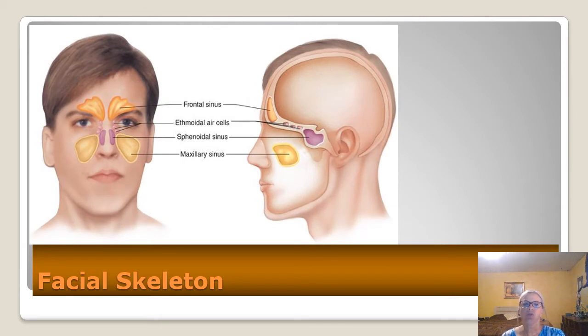So this is a good little diagram here. It shows you the sinuses. You can see the frontal sinus, the ethmoidal sinus or air cells, the sphenoidal sinus, which is inside that sphenoid there, and then the maxillary sinus.